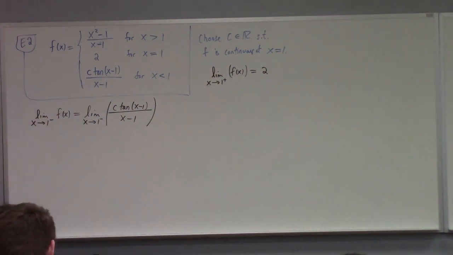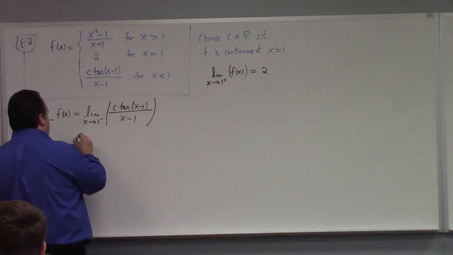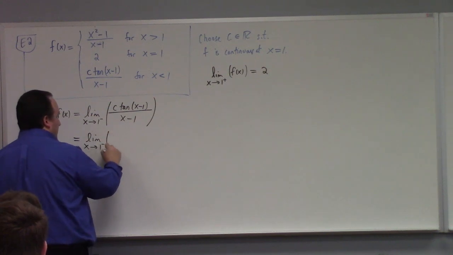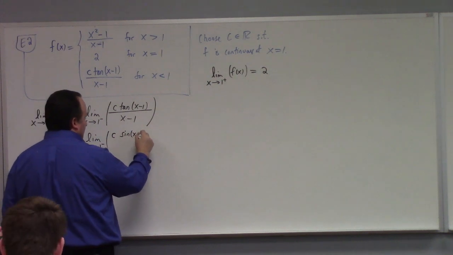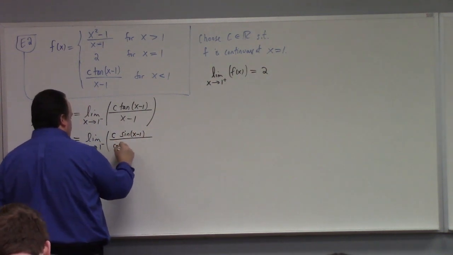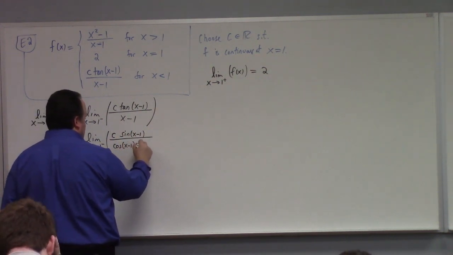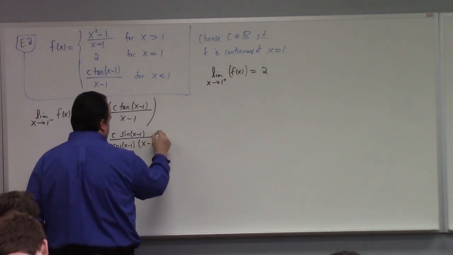Right? Now that is type 0 over 0. That's actually indeterminate. It doesn't just blow up. How do we understand this kind of limit? Well, what do we know? What is tangent? Okay, so we've got c sine of x minus 1 divided by cosine of x minus 1, times x minus 1.